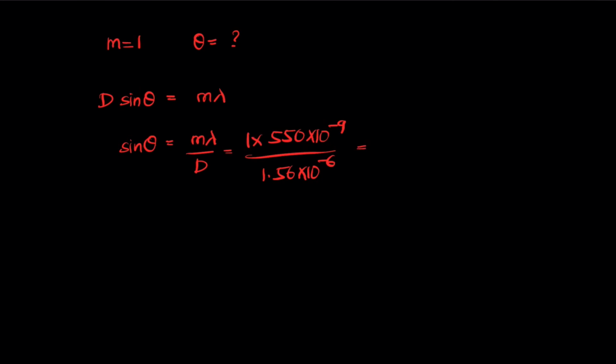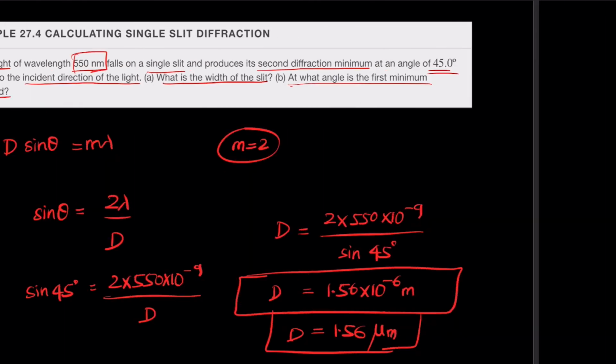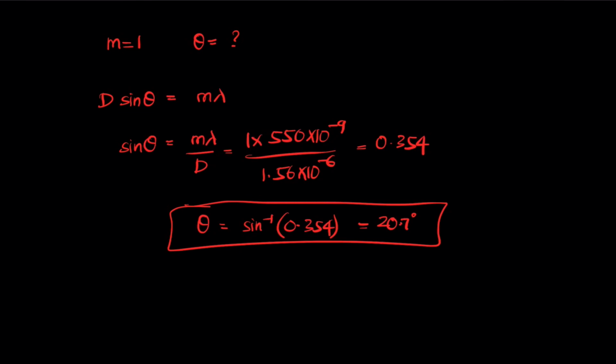When you calculate this value, you will get 0.354. So theta becomes sine inverse of 0.354. So it should be equal to 20.7 degrees. So the first minima happens at 20.7 degrees. So this is how you can calculate the diffraction pattern when you pass light through a single slit.